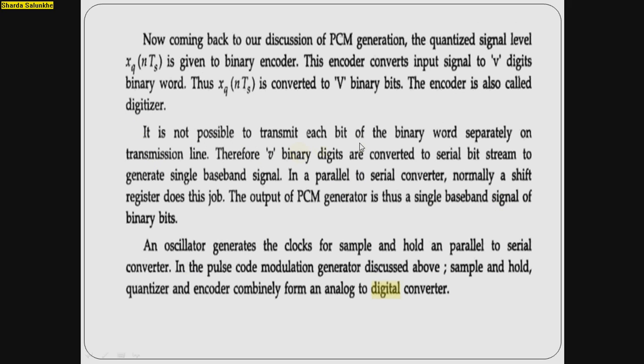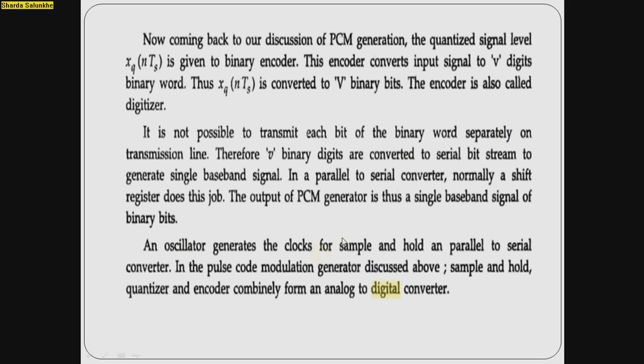It is not possible to transmit each bit of the binary words separately on the transmission line. Therefore the V binary bits are converted to serial bits to generate the baseband signal. In the parallel to serial converter, normally a shift register does this job. So after the conversion of parallel to serial, the output of the PCM generator is thus a single baseband signal of the binary bits.